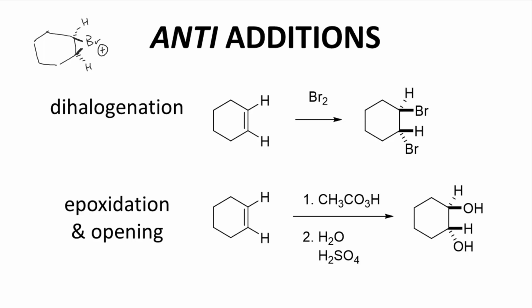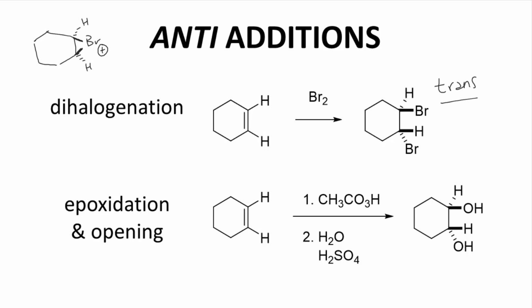In this case, it's a bromonium ion. The second halogen comes in through opening of the bromonium ion from the opposite face to give the trans product. Epoxidation followed by ring opening also gives a net anti-addition.